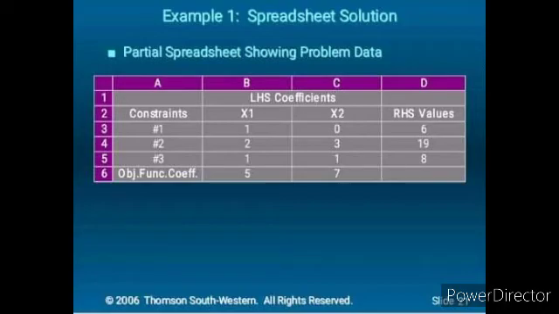RHS value is 6 for constraint number 1. As is the RHS value, 19 is for constraint number 2. RHS value 8 for constraint number 3.